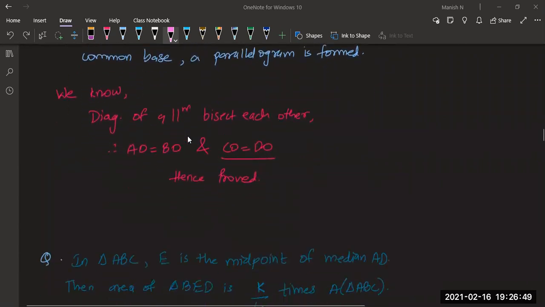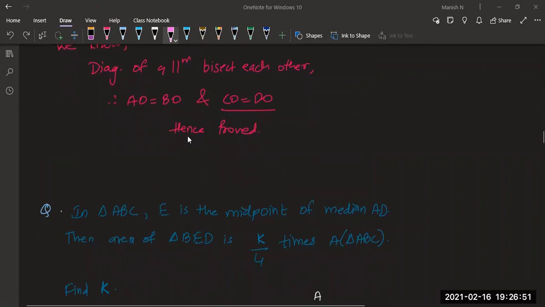Okay, let's try to solve this next question. It says in triangle ABC, E is the midpoint of median AD. Okay, so we have understood that there is a bigger triangle ABC. Let's try to draw its sketch. E is the midpoint of median.